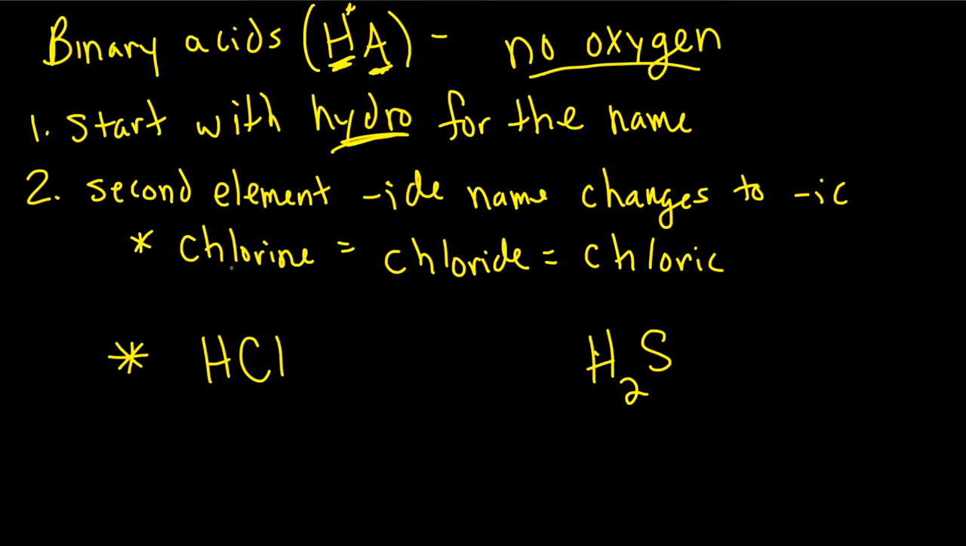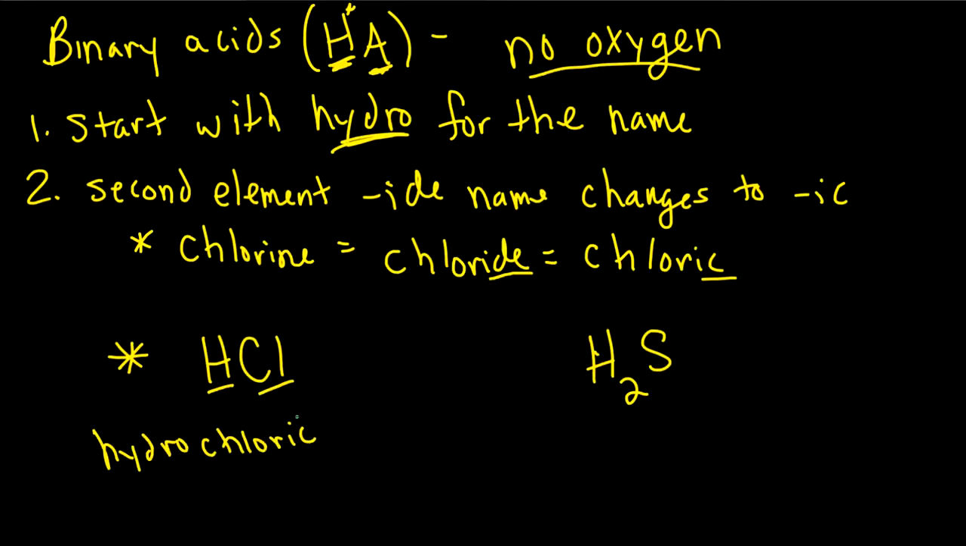So if I had chlorine, for example, we change chlorine to chloride, and since we're changing that IDE ending to IC, chloride becomes chloric. So if I have HCl, I know this is a binary acid because I have H in the front and I have Cl on the back. That's two elements and no oxygen. So I name hydro, then chlorine changes to chloride, which then changes to chloric, or in short, chlorine changes to chloric. So this is hydrochloric acid.